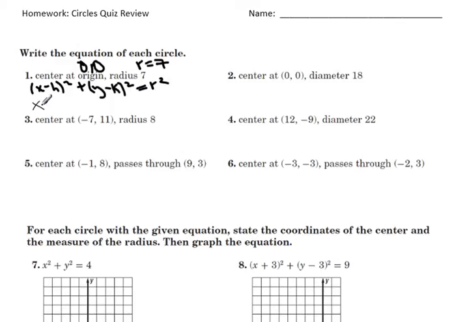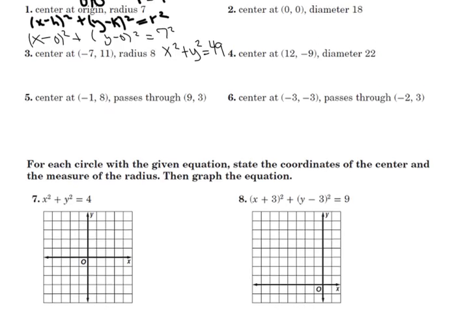So we would take x minus our h squared, which is 0 squared, plus our y minus k squared, which is 0, and that equals our radius squared, which is 7 squared. And then to clean it up, we would have x minus 0, which is just x. Y minus 0 is just y, and we're going to square it. And 7 squared is 49.